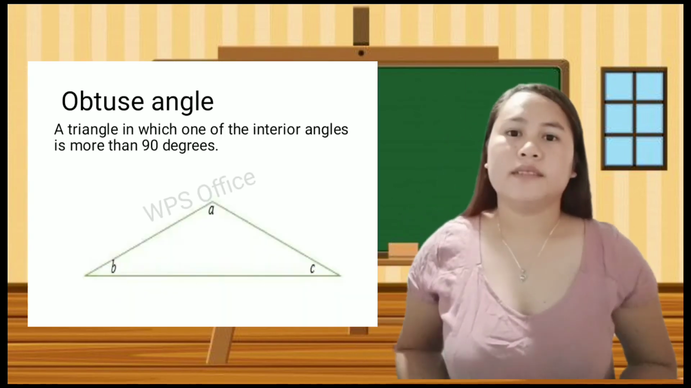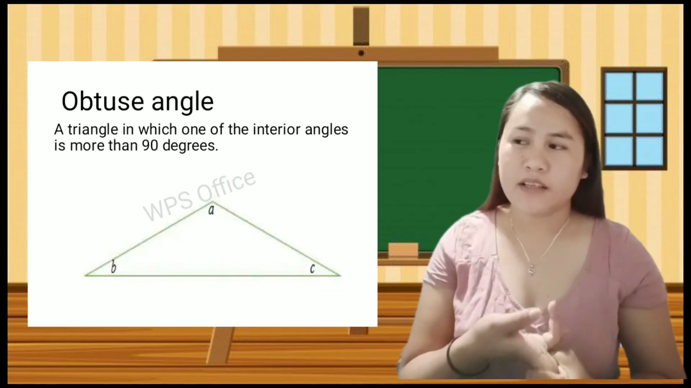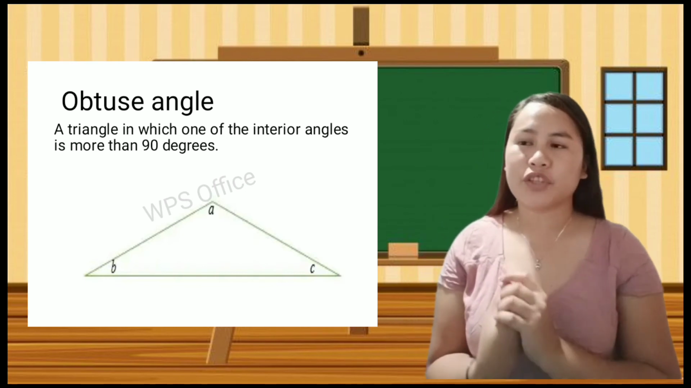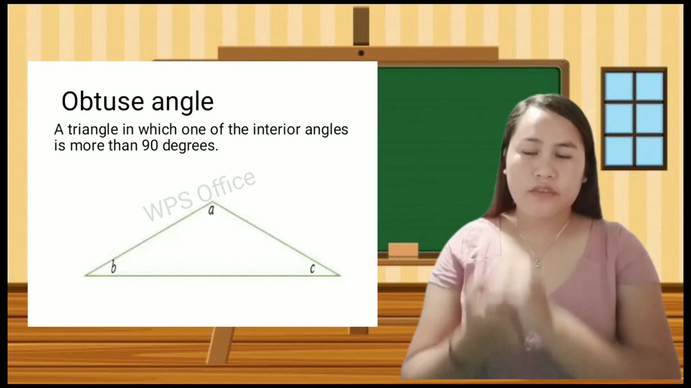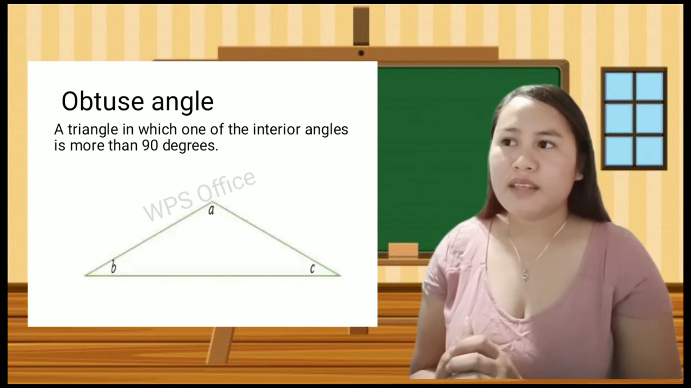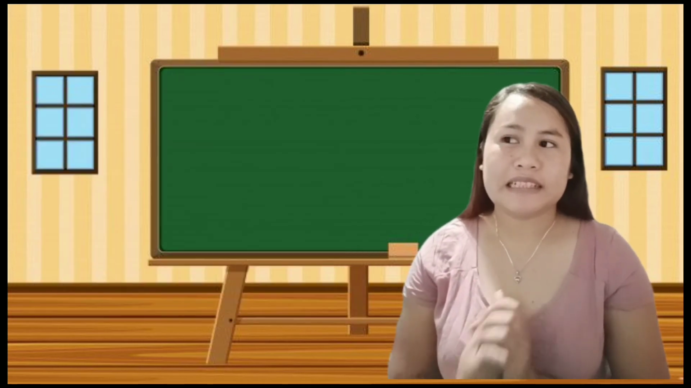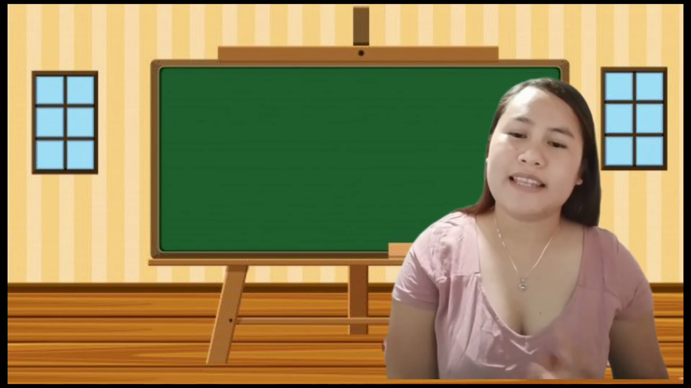The second one is the obtuse triangle. An obtuse triangle is a triangle in which one of the interior angles is more than 90 degrees. So here in the obtuse triangle, one interior angle is more than 90 degrees, while in the acute triangle, all angles are less than 90 degrees.